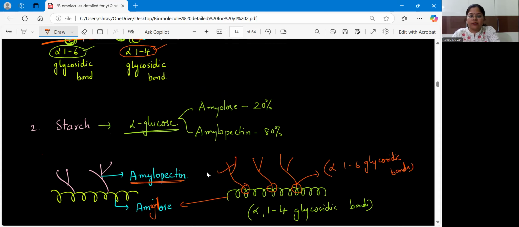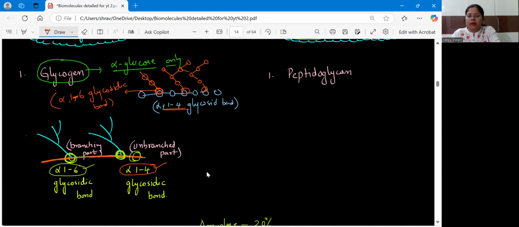Whereas if you consider the structure of glycogen, we don't have different components in glycogen. Everything is made up of alpha glucose units. But here we have a main stem from which branches are arising. Everything is linear and branched.